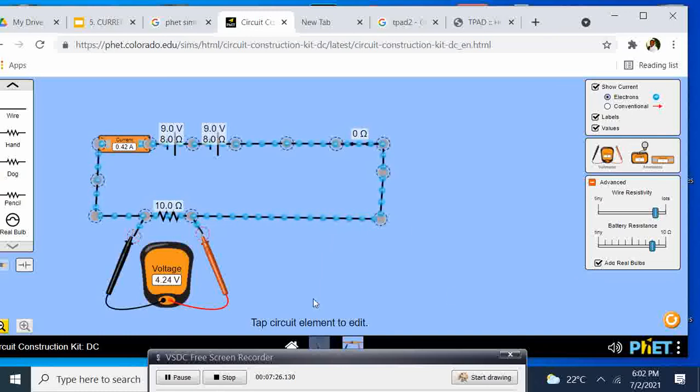Now, once you have obtained these values in a table, you draw a graph, which I'm going to draw. And then from the graph, you are going to determine.